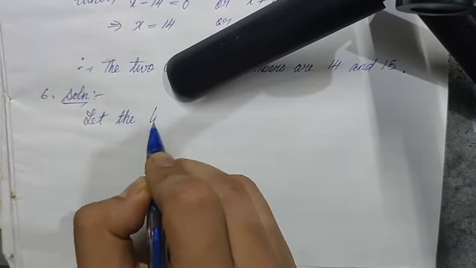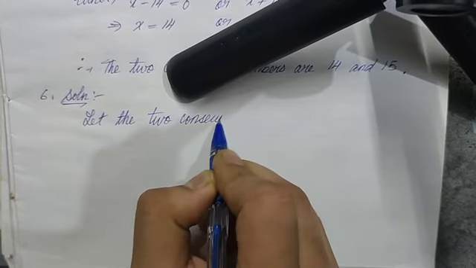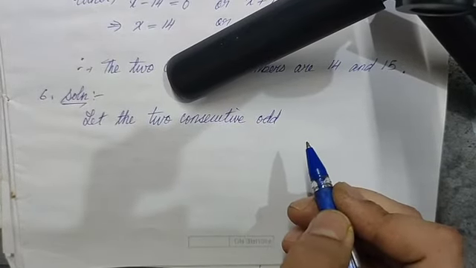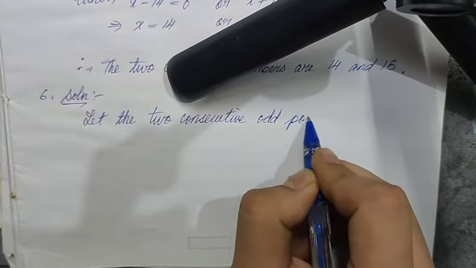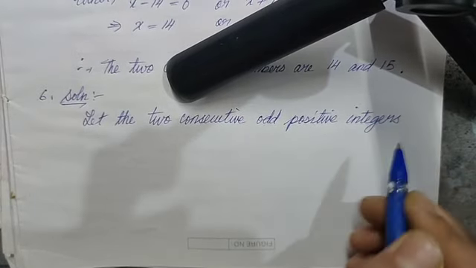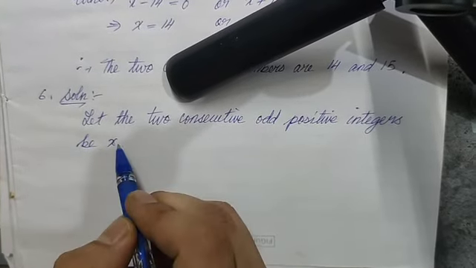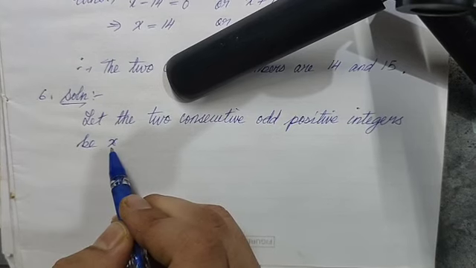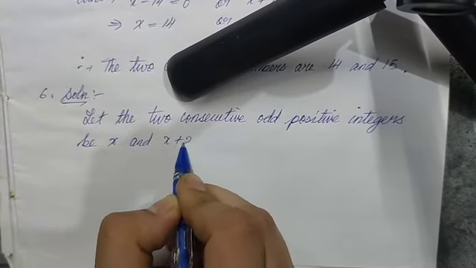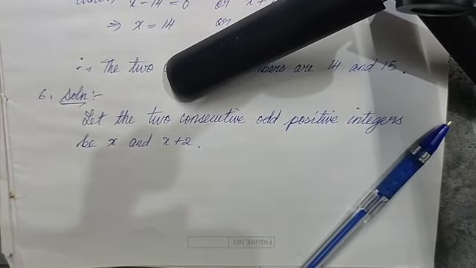Let the two consecutive odd positive integers be x and x plus 2. If the first odd number is x, the next odd number is x plus 2, for example 13 and 15.